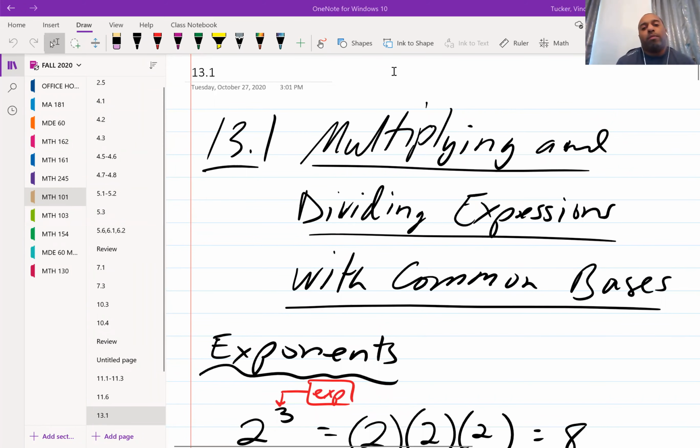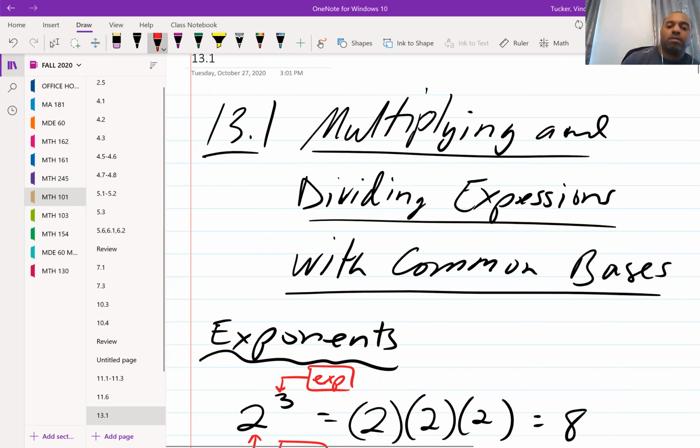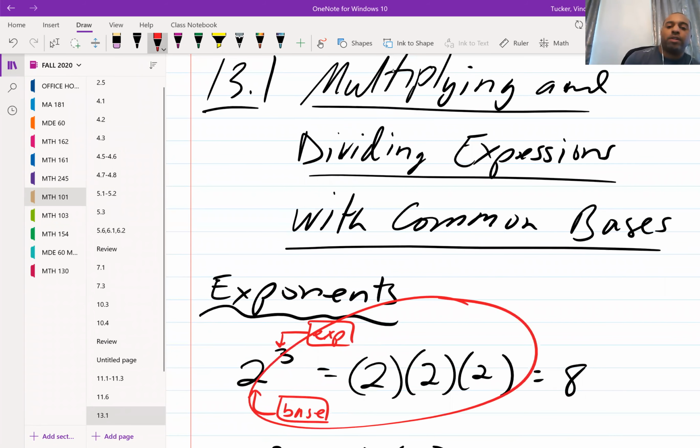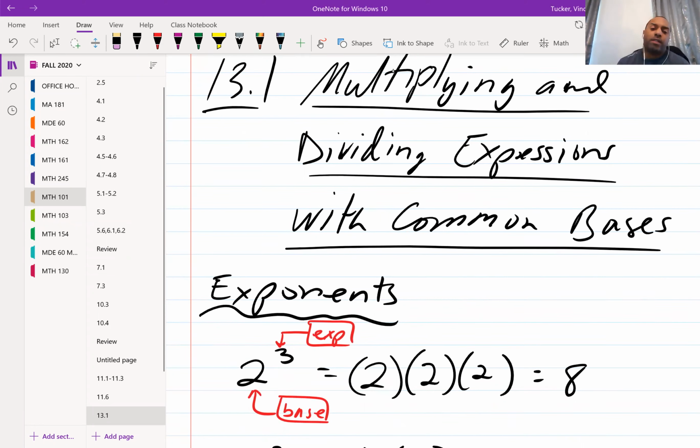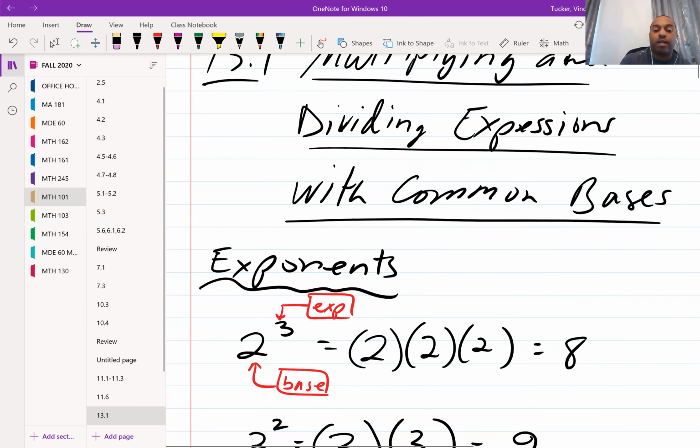All right, so 13.1, multiplying and dividing expressions with common bases. So we're looking down here at 2 cubed. The regular size number is your base. That's what we mean by common bases. So we'll see what we mean as we continue to press forward. So those are your bases. The regular size number is your base, and then the superscript number up to your right, that is your exponent. So when we have 2 to the third power, 2 is our base, 3 is our exponent. So that means we're going to multiply 2 times itself 3 times.